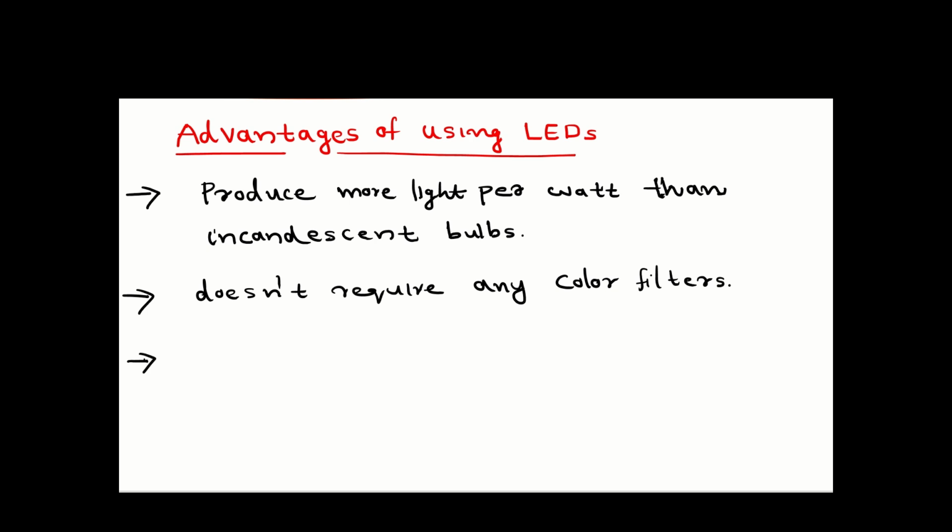The third point is LED can have a relatively long useful life. An LED has a lifetime of about 50,000 hours, whereas fluorescent tubes are typically rated at about 3,000 hours. So the LED provides more lifetime.